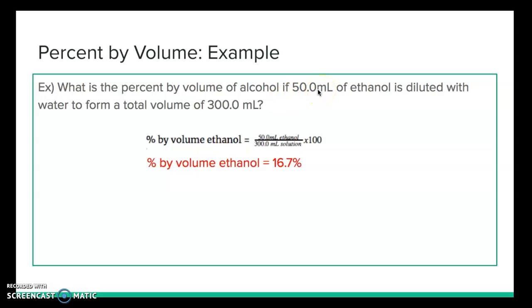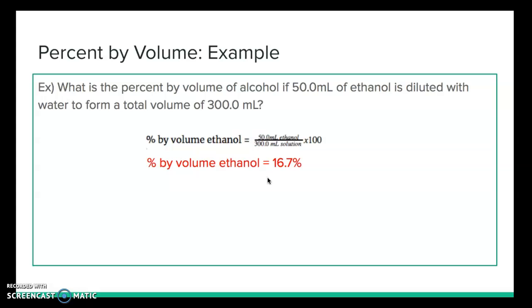In this case, we do not need to add the 300 and the 50 because it says to form a total of 300 milliliters. So we already have our total. If it did not say that and it said, for instance, is diluted with 250 milliliters of water, we would need to add the two together to get our overall 300 milliliters. We put the two over each other and we get that ethanol makes up 16.7% of this solution.